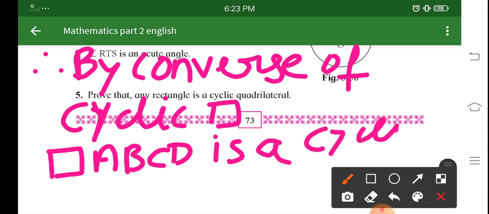I think this is clear. So we have completed our question number 5. Let's move ahead.